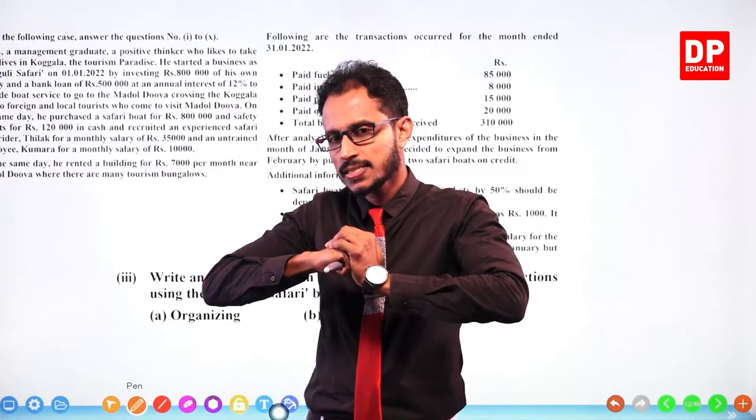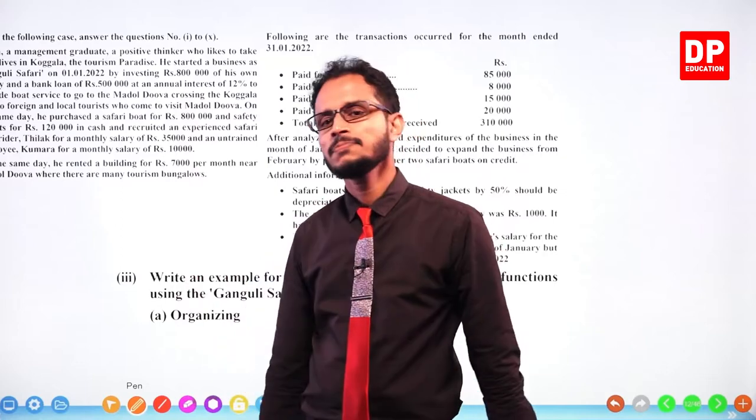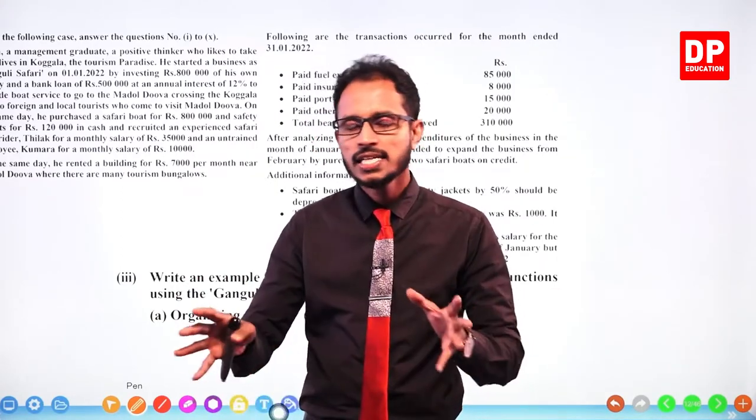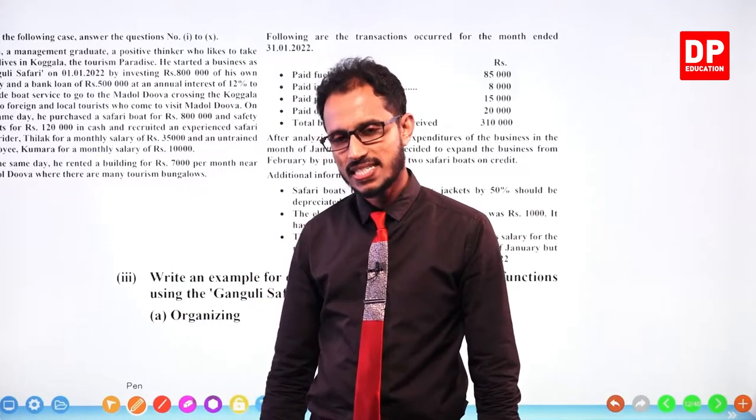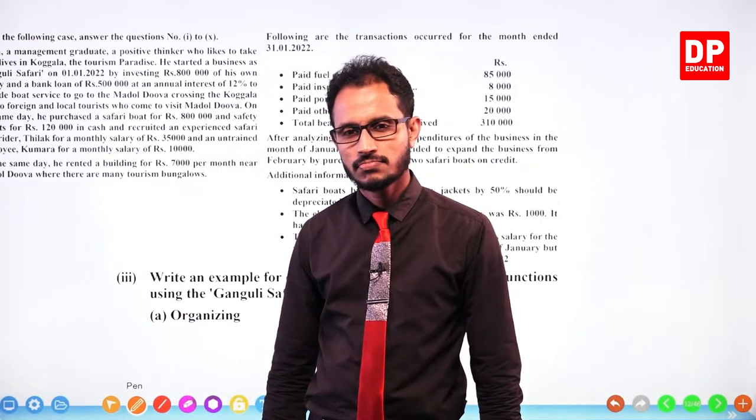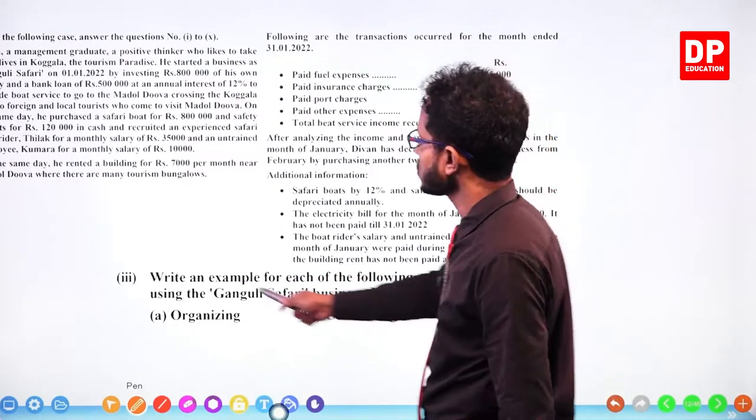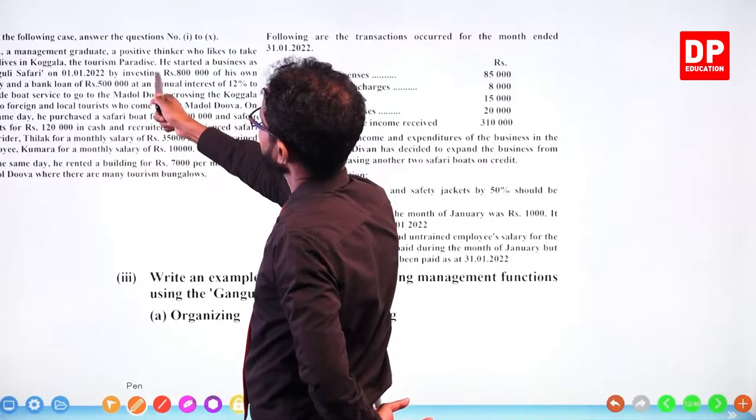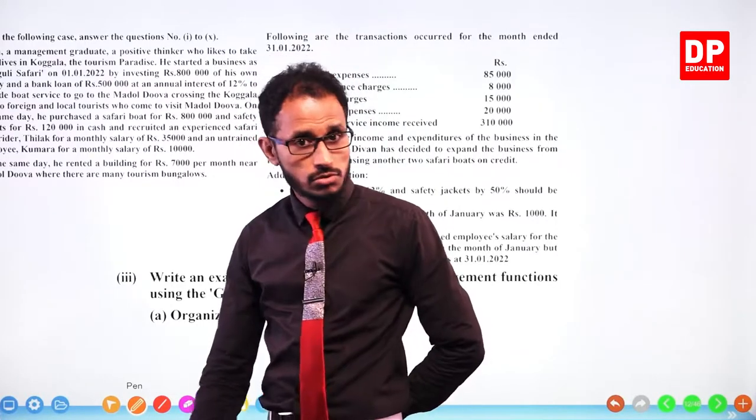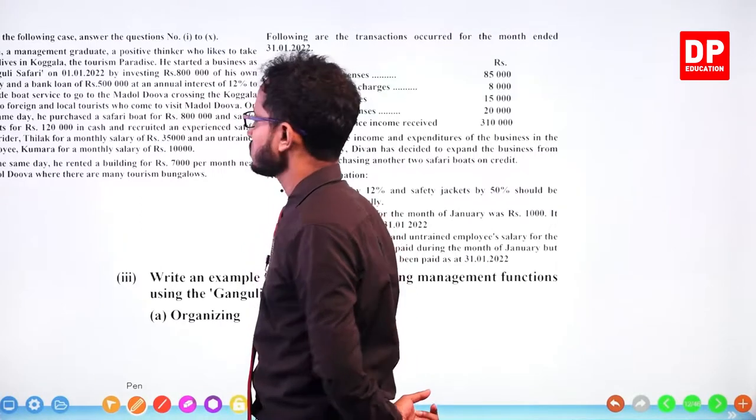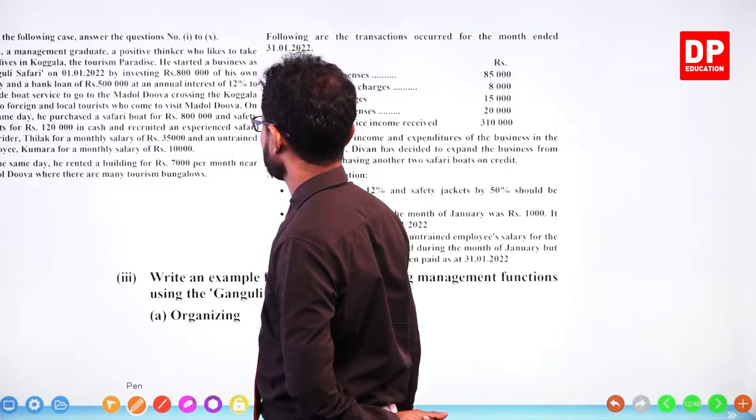Organizing is allocating the limited resources, giving out jobs and delegating the responsibilities. That is organizing. Example you have to find from the case. Let's see. Investing 800,000, taking a bank loan of 500,000. Okay, you can take those. But I would prefer this: purchasing safari boots and safety jackets.